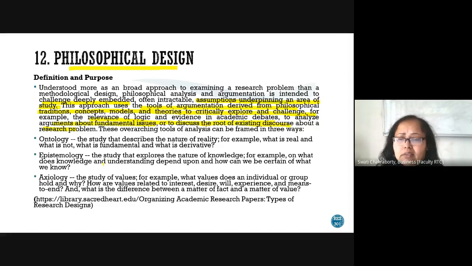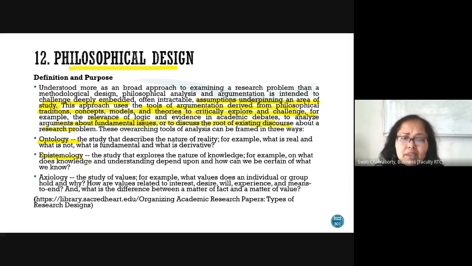And this particular tool of analysis can be framed in three ways. One is called ontology, which is a study that describes the nature of reality. That is, for example, what is real, what is not, what is fundamental, what is derivative.